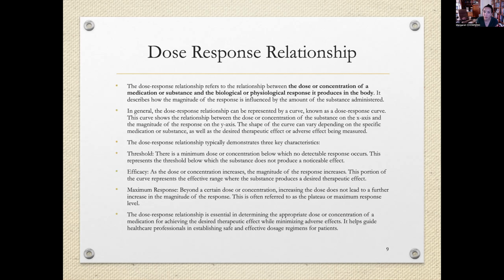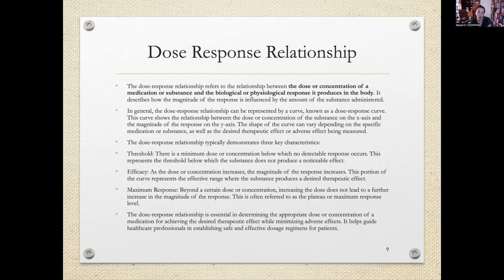So, the dose-response relationship. The dose-response relationship refers to the relationship between the dose or concentration of a medication or substance and the biological or physiological response it produces in the body. It describes how the magnitude of the response is influenced by the amount of substance administered. In general, the dose-response relationship can be represented by a curve known as the dose-response curve. The curve shows the relationship between the dose or concentration on the x-axis and the magnitude of the response on the y-axis.